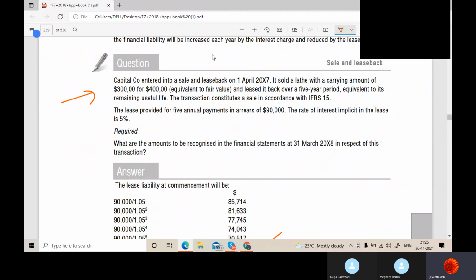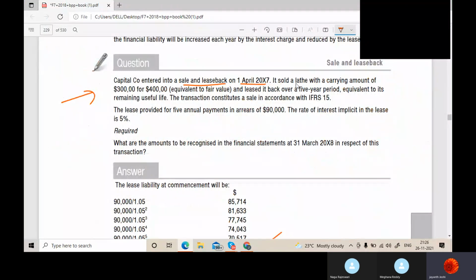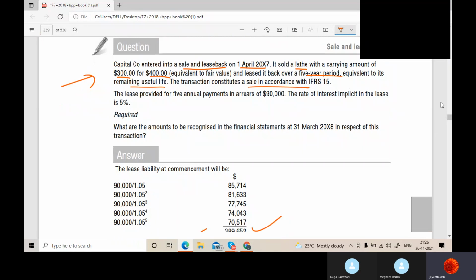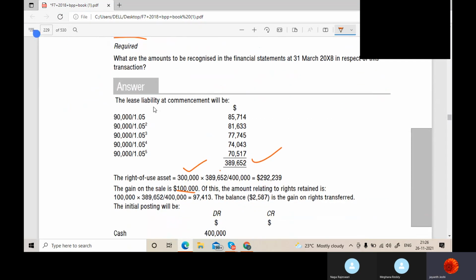So Capital Company entered into a sale and leaseback on 1st April 2007. It sold an asset with a carrying amount of this much, and leased it back for a 5-year period equivalent to its remaining useful life. The transaction constitutes a sale in accordance with IFRS 15. The lease provides annual payments, and the implicit rate is given. So it's the same question, no difference.